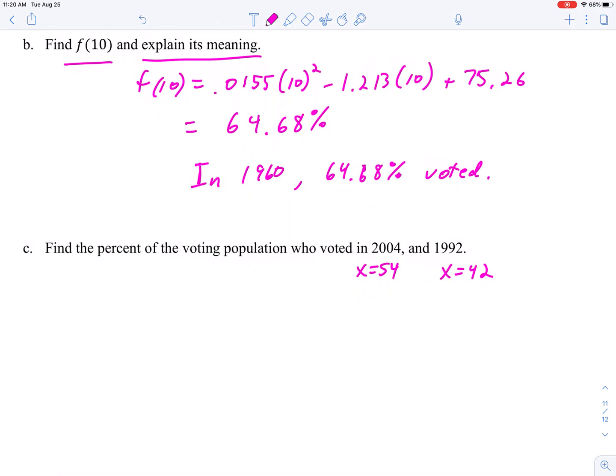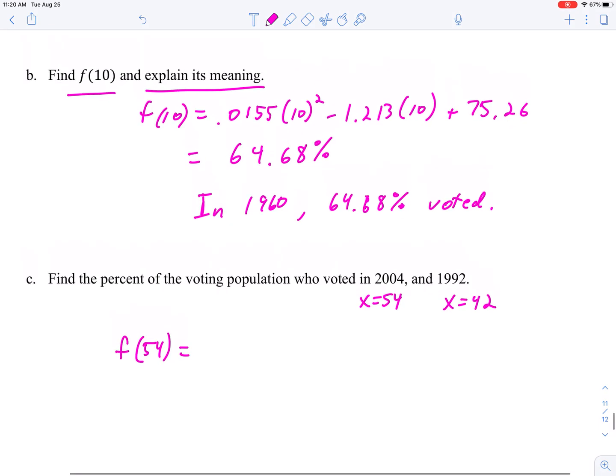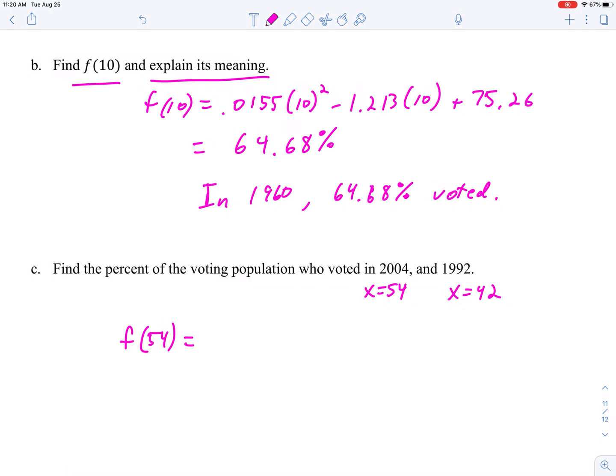You're going to do exactly what we just did in part B here, but we have different inputs, so you're going to find f of 54. You're going to definitely want to use your calculator on that one. And we also want f of 42. Try it out on your own. Punch it into your calculator. You should get 54.956% on this one and 51.656% on that one. Of course, that's assuming that I did my calculations correctly.